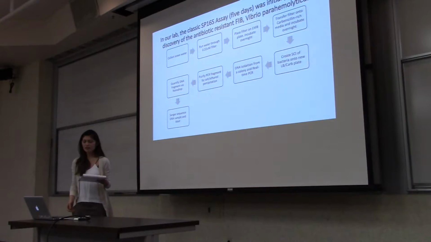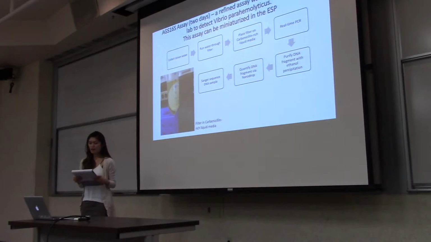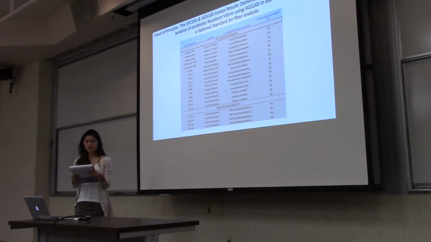A more refined assay was developed in my lab, and it's called the AGS-16S assay, to detect Vibrio parahaemolyticus, and it worked pretty well, and it only took 2 days, which is more time efficient than the national standard. This assay can be miniaturized in the ESP. This is the proof of principle.